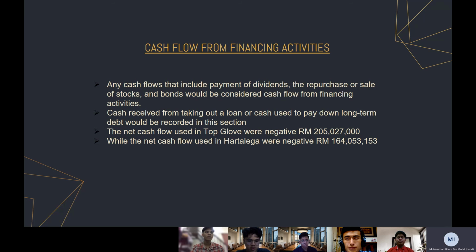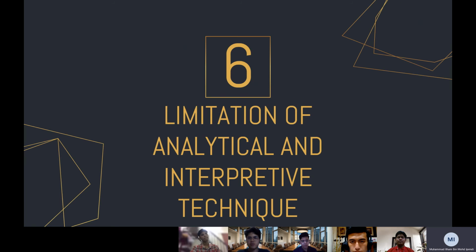For the year of assessment 2020, net cash flow used in financing activities for Top Glove was negative 205,027,000 ringgit. They paid a lot of dividends to ordinary shareholders, and this gives a very good reason for investors to join in. For Harta Lega Holding, they end up with negative 164,053,530 ringgit. They have the same scenario as Top Glove, with a high amount of dividends paid to shareholders, over 200 million ringgit. That's all about the cash flow.